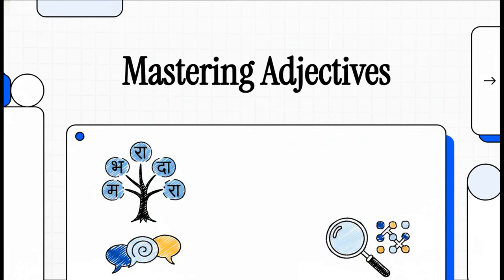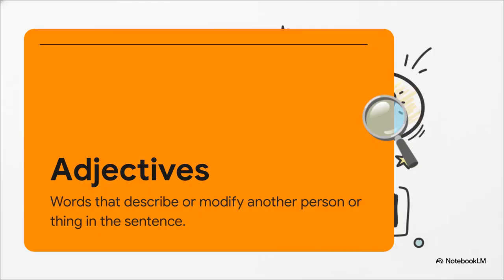Today, we're focusing on an absolutely crucial building block of the language, which is mastering adjectives. In this explainer, we're going to see exactly how descriptive words behave in Hindi so you can make your sentences a whole lot more colorful. So let's get right into it. Okay, let's dive into this.